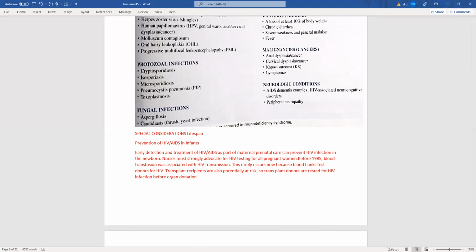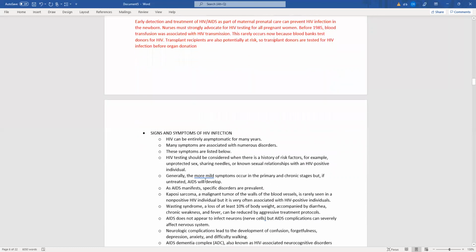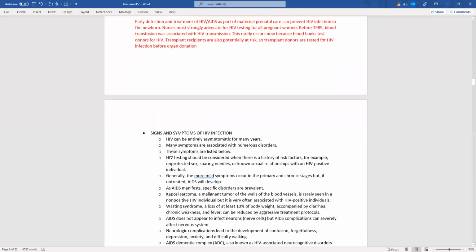Before 1985, blood transfusion was associated with HIV transmission. This rarely occurs now. Transplant recipients are also potentially at risk, so transplant donors are tested for HIV infections before organ donation. So this is all about the prevention of HIV/AIDS in infants. Now let's talk about the signs and symptoms of HIV infection.